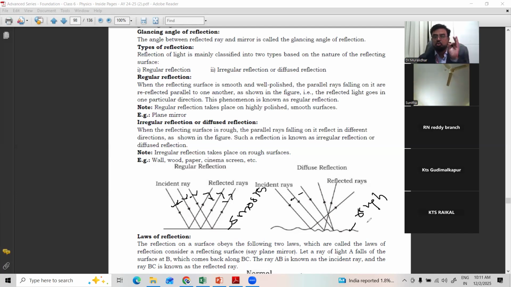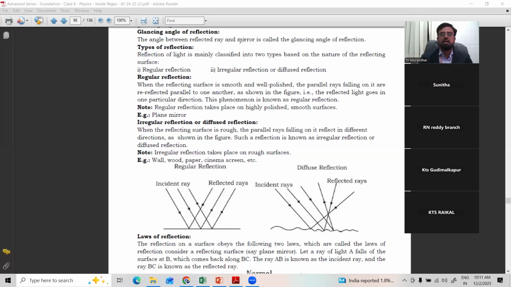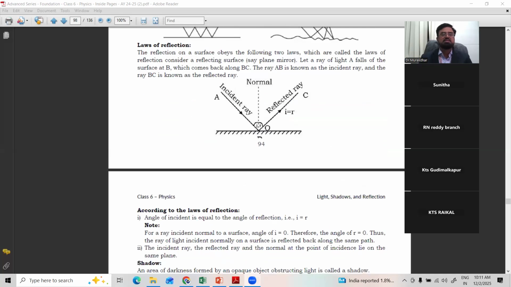When light falls on a smooth or polished surface, the reflection is called regular reflection. When light falls on an irregular or rough surface, the reflection of light is called irregular reflection, also called diffuse reflection. These are the two types of reflections we know. We learned up to that even in the last class. Once again, I repeat, revise it.